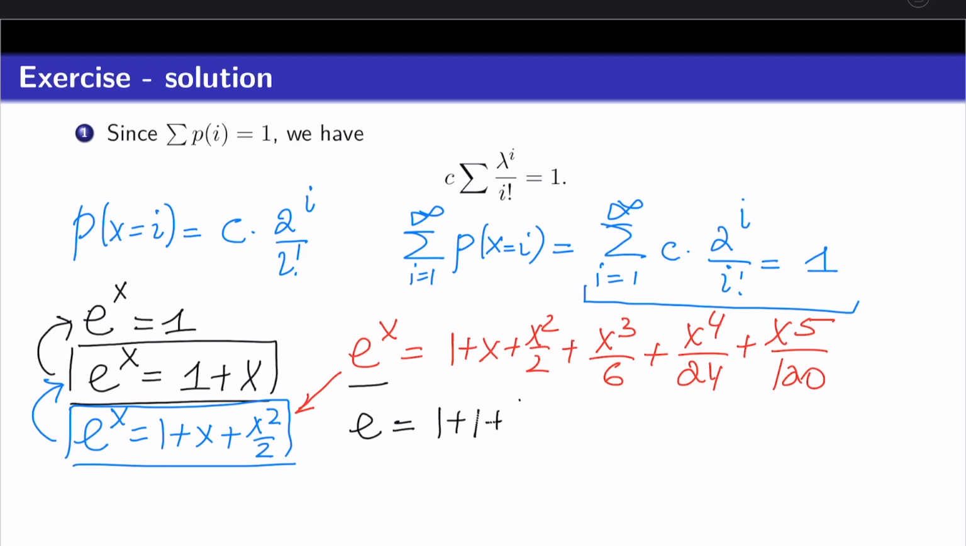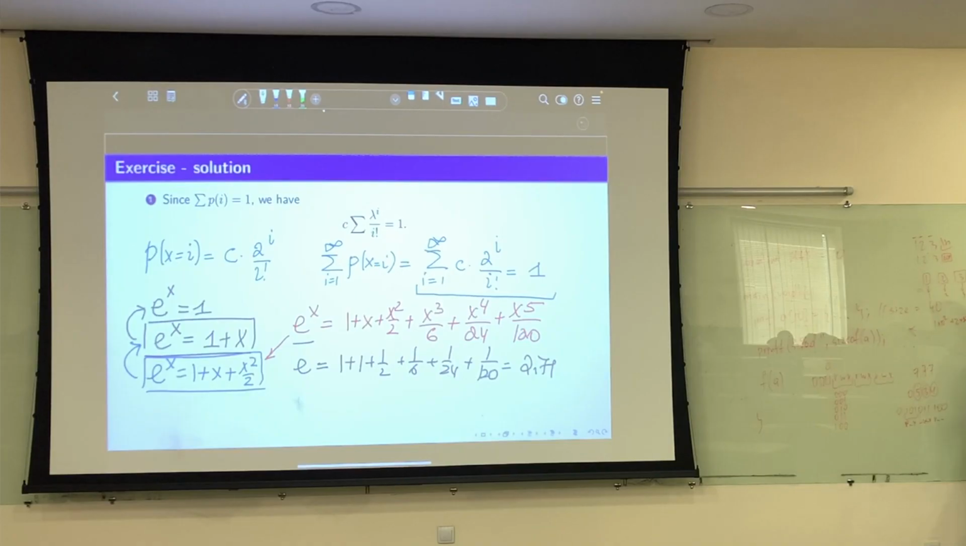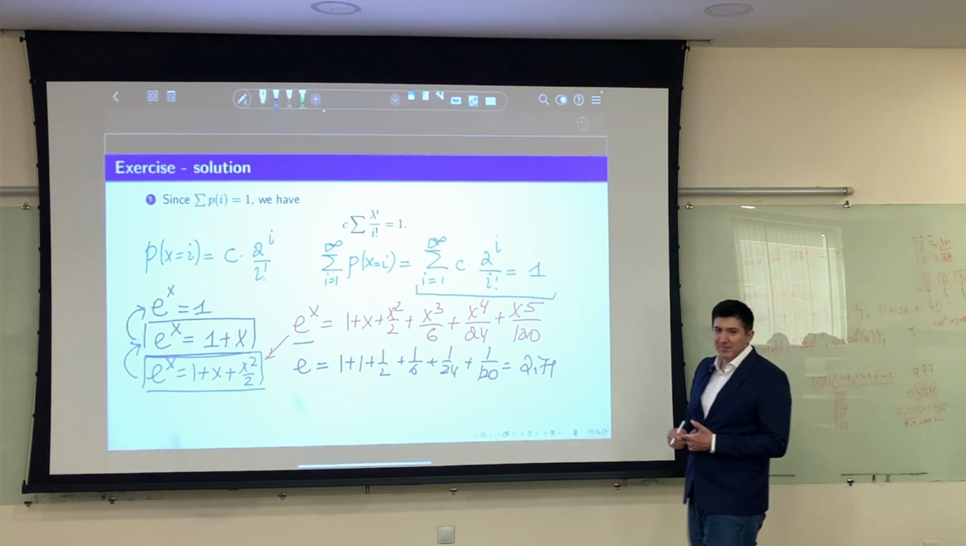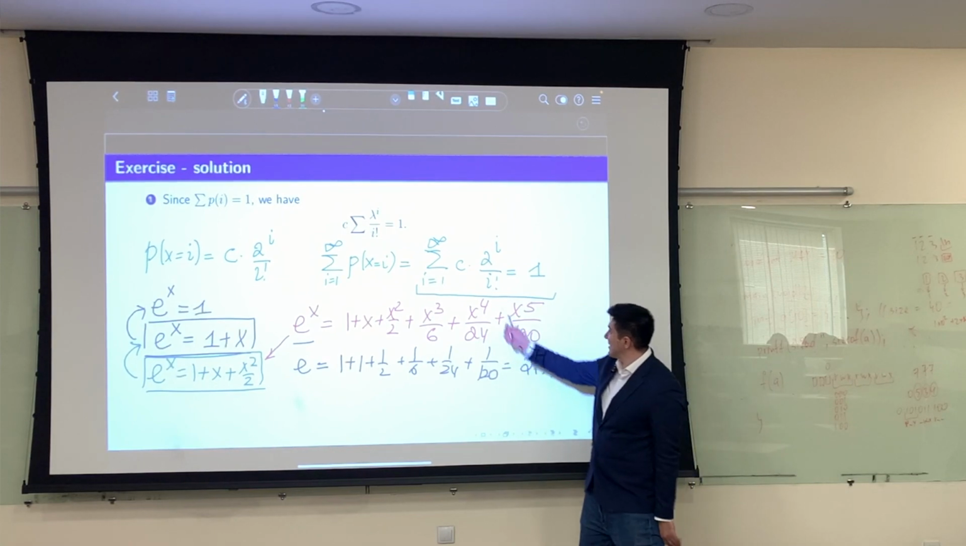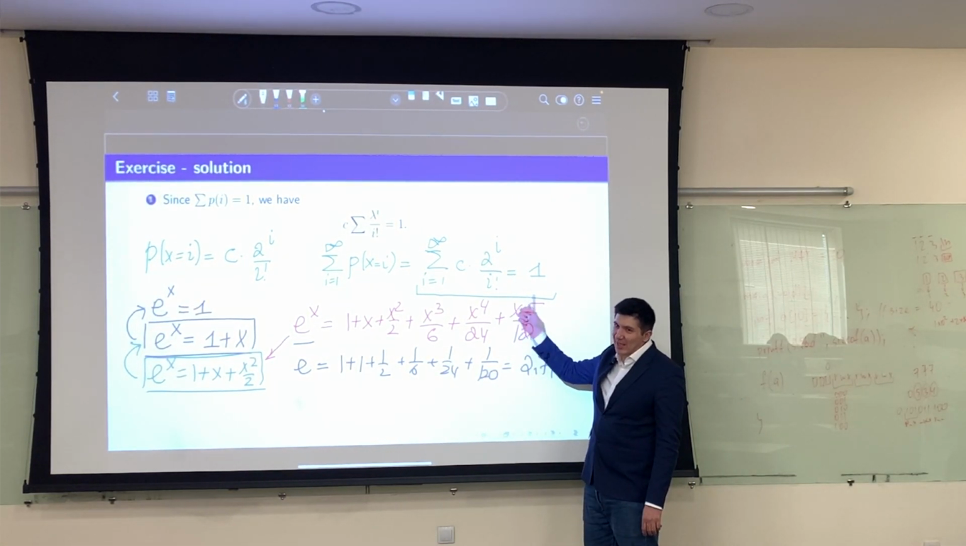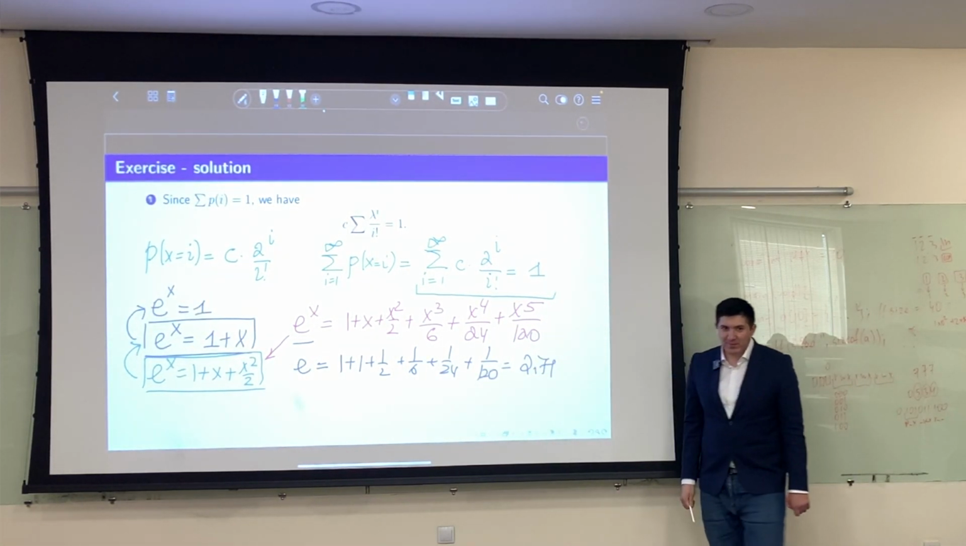What do you get on the right hand side? 1 plus 1 plus 1 over 2 plus 1 over 6 plus 1 over 24 plus 1 over 120. Or you can just take the 6 numbers here. And if you just add them, you're going to get 2.721. Okay? So the reason why we are writing this sum is that it is very similar to the expansion of e.